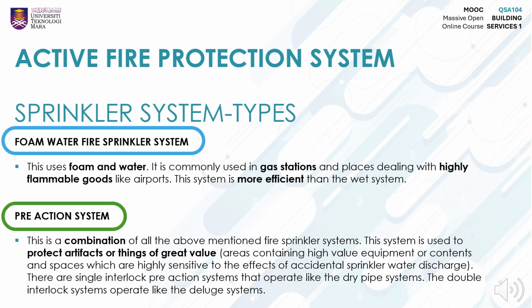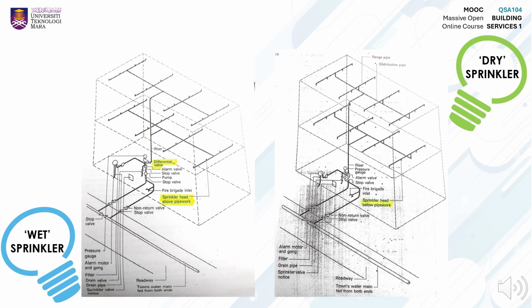The third type of sprinkler system is foam water sprinkler system. This uses foam and water and is commonly used in gas stations because this area is dealing with highly flammable goods. The fourth one is pre-action system. This sprinkler system is a combination of all the above-mentioned fire sprinkler systems. Normally, this system is used to protect artifacts or things of great value. This slide shows examples of technical sketches of wet and dry sprinkler systems.